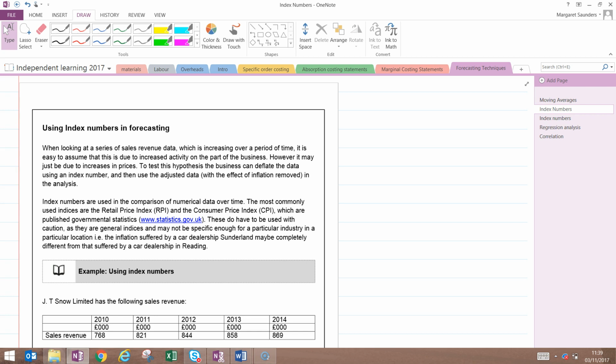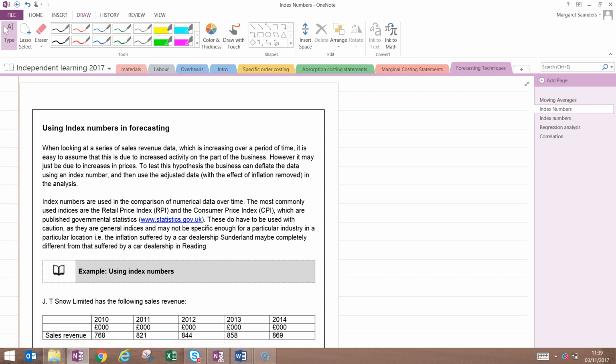The two most commonly used index numbers are the Retail Price Index, abbreviated to RPI, and the Consumer Price Index, abbreviated to CPI. You can access those on the government website www.statistics.gov.uk.